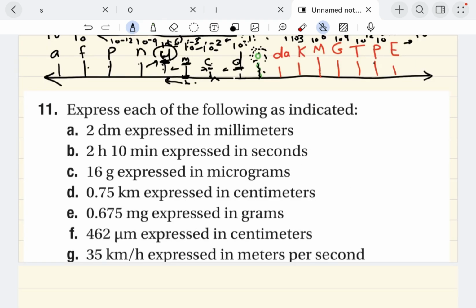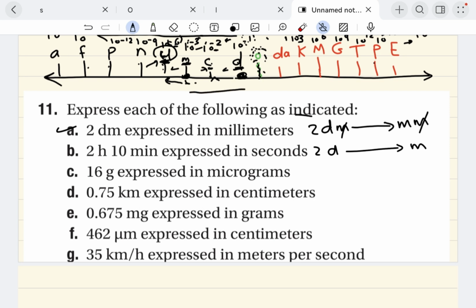Okay, let's do some practice. Here in the question he said: express each of the following as indicated. A, 2 dm expressed in millimeter. So he asked to convert 2 dm to millimeter. I have meter and meter, they will cancel, so I have 2 d to convert into milli. Where is d? I have d here, and here is milli, so I can convert d into milli.